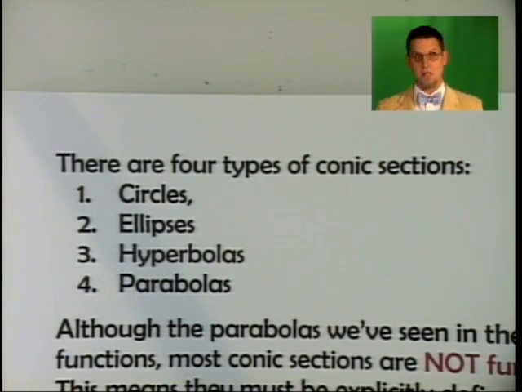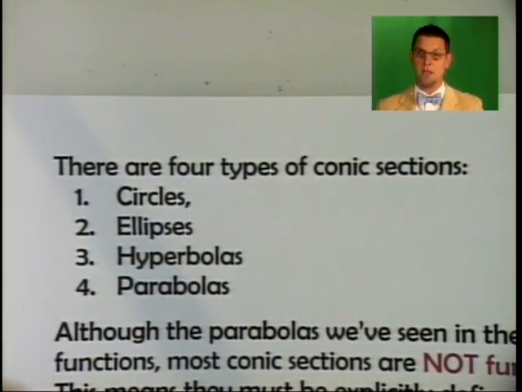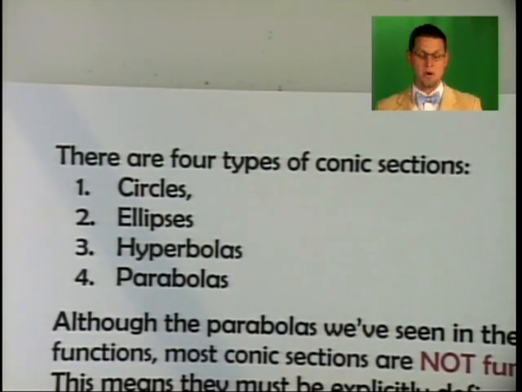There are 4 types. The 4 types of conics that we're going to be primarily looking at are circles, ellipses, which is the correct mathematical name for an oval, hyperbolas, and of course the parabolas that I already mentioned. Those 4 right there. There are other types called degenerate conics, but they're really exceptional cases of these.